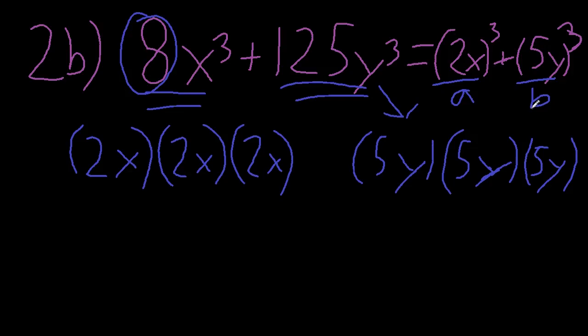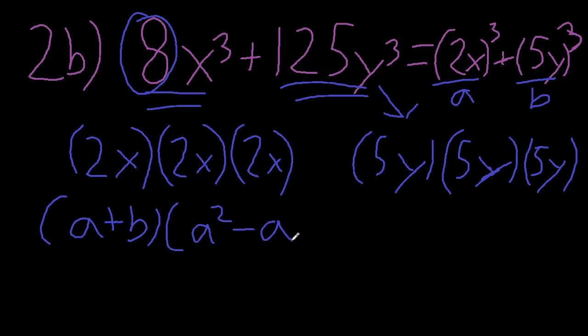I'll write down my expression. A plus b, a squared minus ab plus b squared. If you already got this formula down, go ahead and skip that step and just go straight into writing it down.